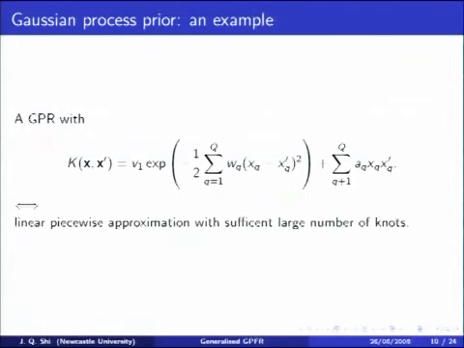I want to give you an example. A Gaussian process regression model with this particular kernel covariance function is equivalent to a linear piecewise approximation when the number of nodes tends to infinity.